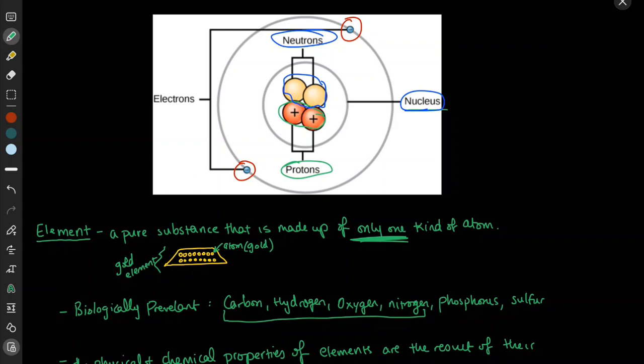So it's equivalent to taking the average of all of the mass numbers of all of the atoms, right? All of the atoms in a representative sample of that element. So that's what atomic weight is.